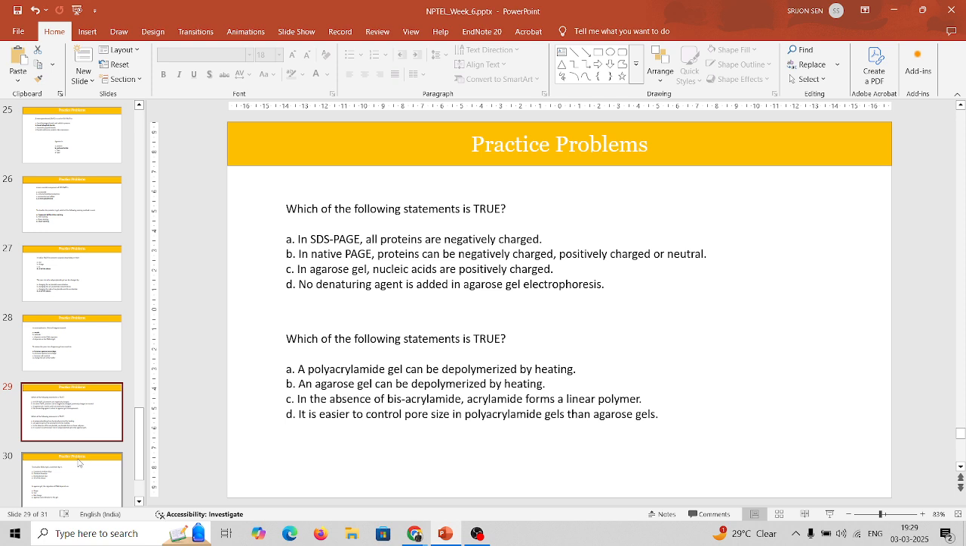Okay. Now the next one. Which of the following statements is true? In SDS PAGE, all proteins are negatively charged. In native PAGE, proteins can be negatively charged, positively charged, or neutral. In agarose gel, nucleic acids are positively charged. No denaturing agent is added in agarose gel electrophoresis.